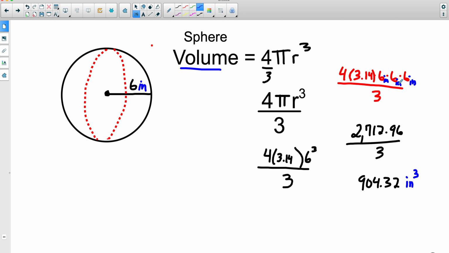Inches times inches is inches squared. Inches squared times another inches will be inches to the third. So your final answer would be 904.32.